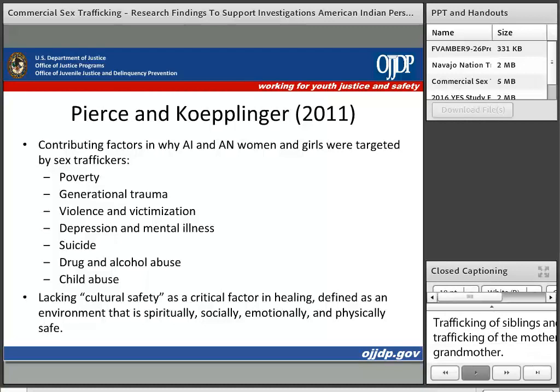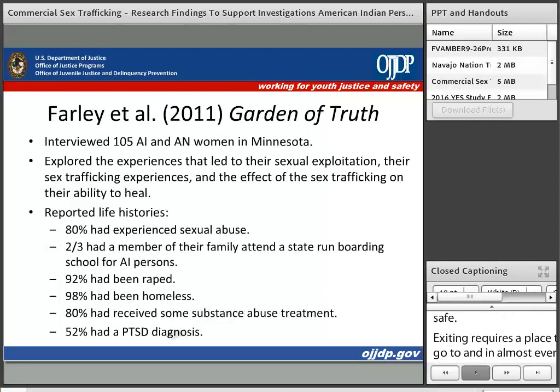So in this study, Pierce and Koplinger talked about the exiting needs of American Indian and Alaska Natives being confounded by this idea of cultural safety, as not having a place that is spiritually, socially, emotionally and physically safe. So exiting requires a place to go to, and in almost every case in their narrative and in their exploration, their victims did not have a place where they could find spiritual, social, and emotional safety.